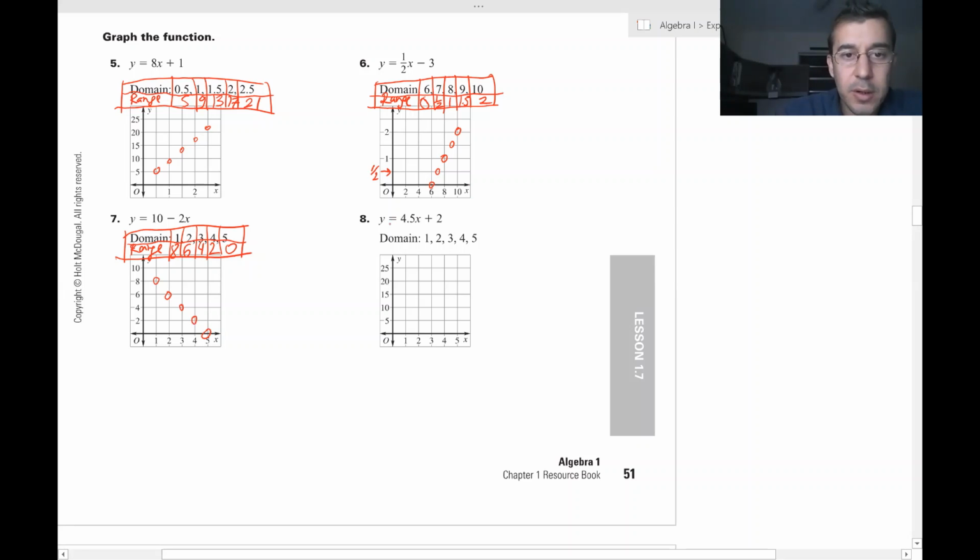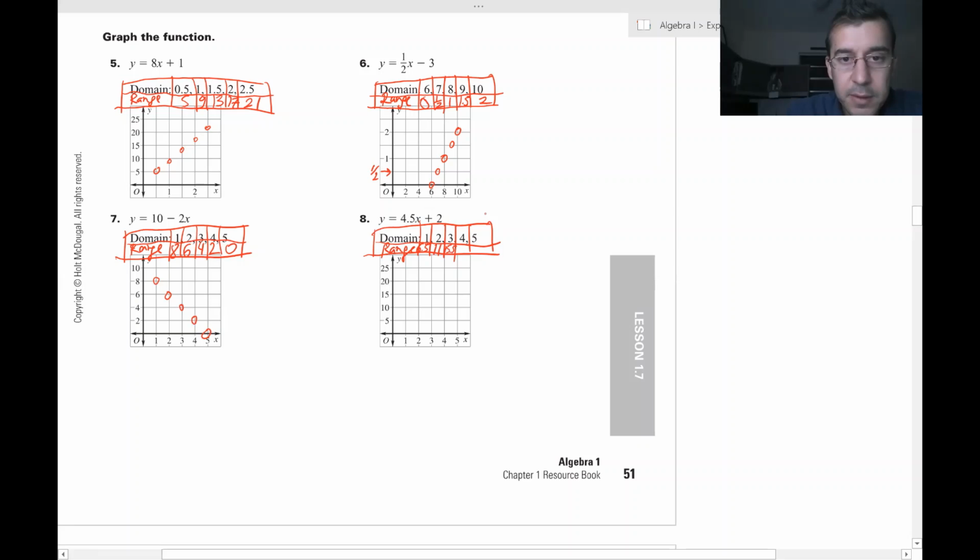Number 8. The function y equals 4.5x plus 2. Let's find the range values. When x is 1, 4.5 times 1 is 4.5 plus 2, 6.5. When x is 2, 4.5 times 2 is 9 plus 2 is 11. When x is 3, 4.5 times 3 is 13.5 and 2, 15.5.